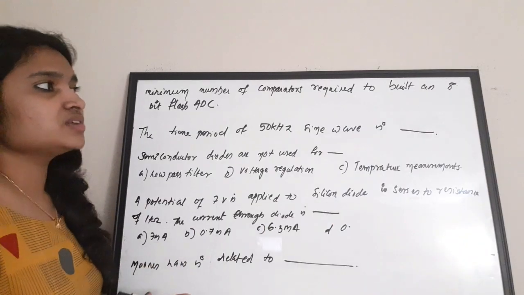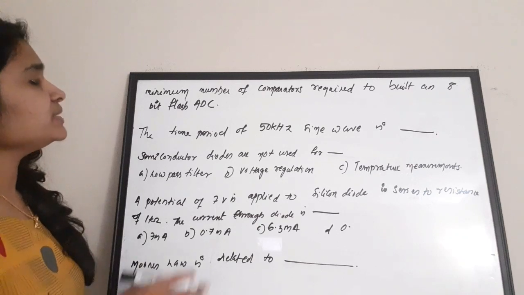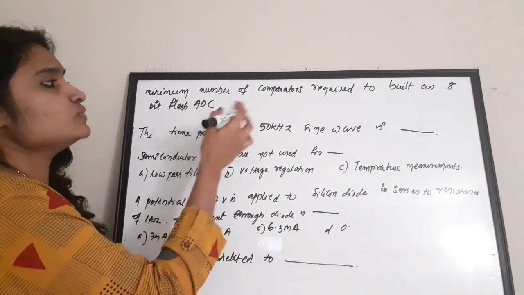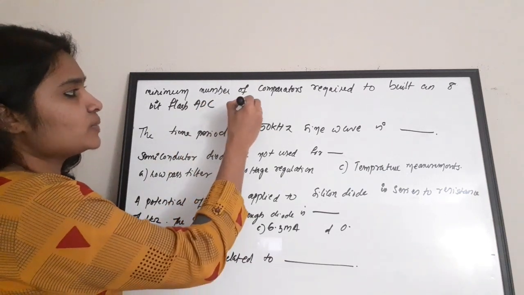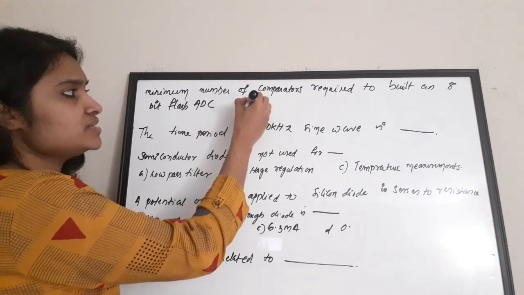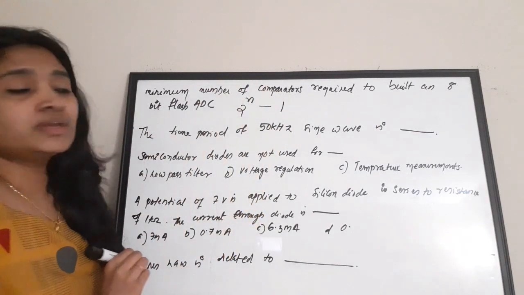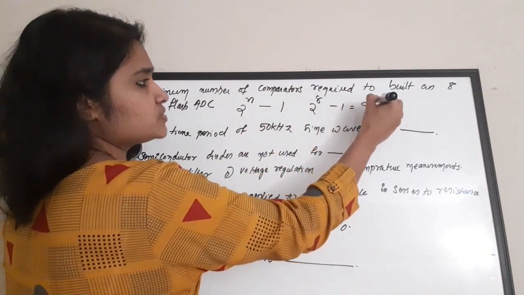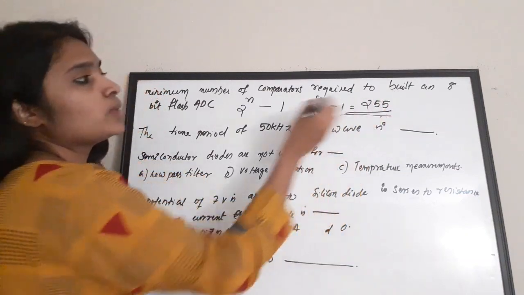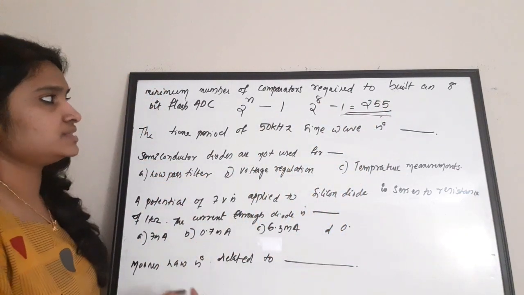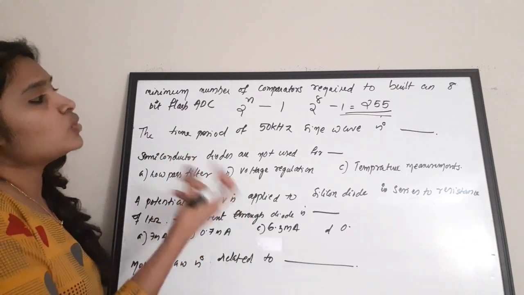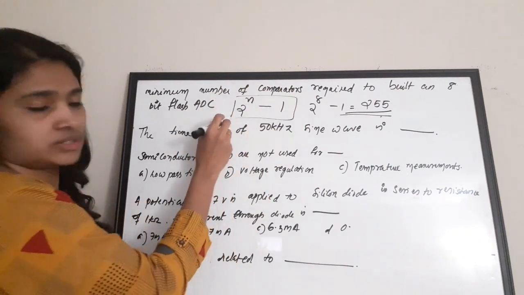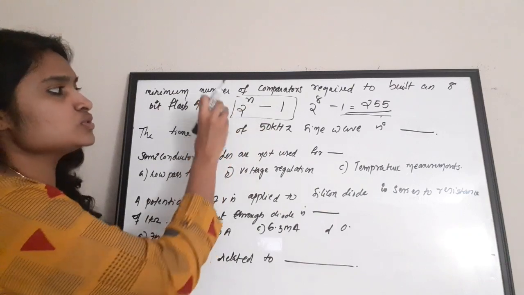Minimum number of comparators required to build an 8-bit flash ADC. Okay, this is a very direct question. For an 8-bit ADC, generally if it is n bits, the number of comparators required is 2 raised to n minus 1. So it will be 2 raised to 8 minus 1, which is 256 minus 1, which is 255 comparators, required for the case of a normal flash ADC. Okay, this is the equation. Now, the answer for this question is 255.